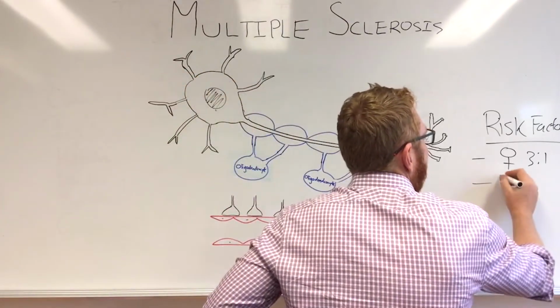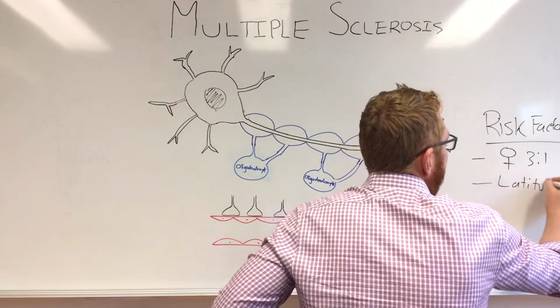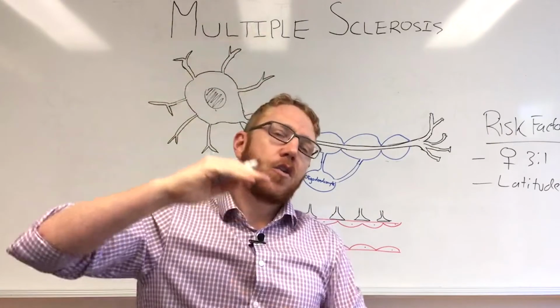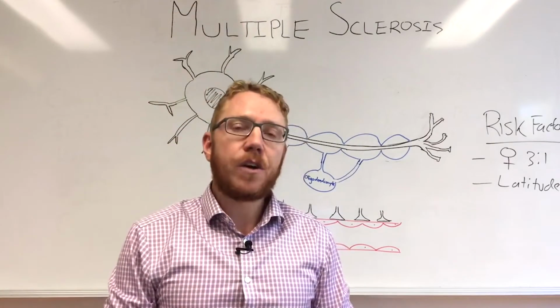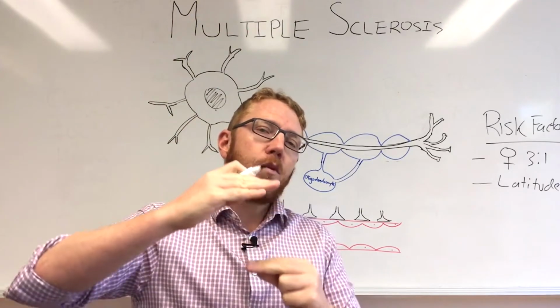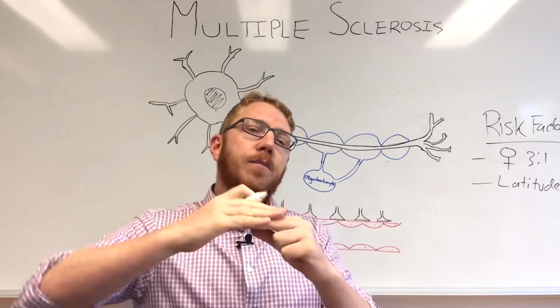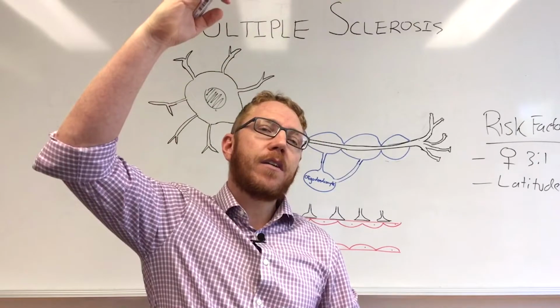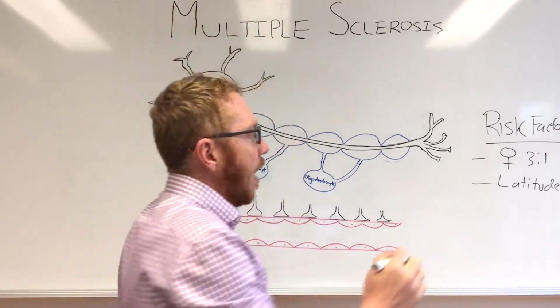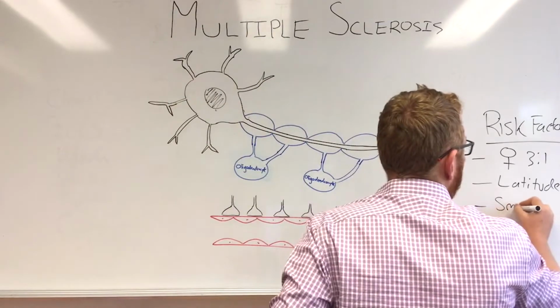Another one is latitude. It appears that as you move away from the equator and go towards the poles, the risk increases, and that is both in the northern hemisphere and the southern hemisphere. So essentially, as you move away from the equator and move to temperate and then into seasonal areas, the risk of developing MS increases. Another one is smoking.